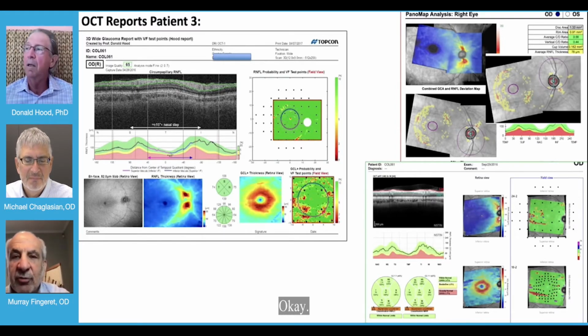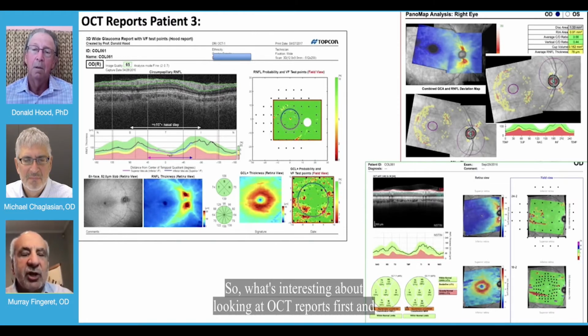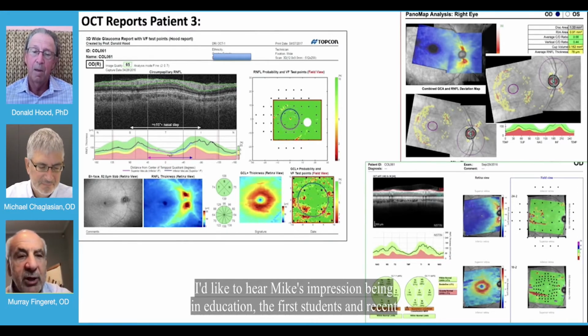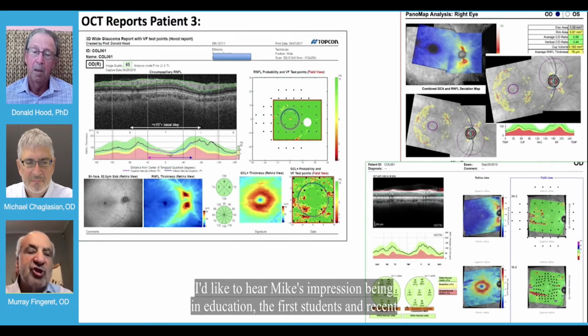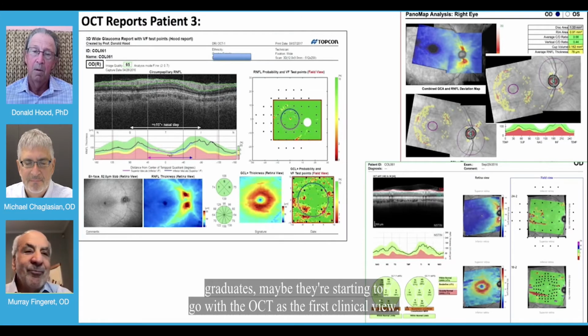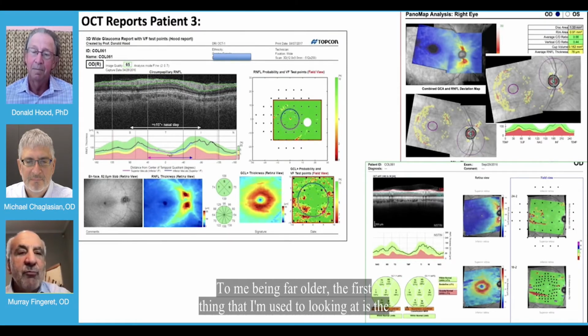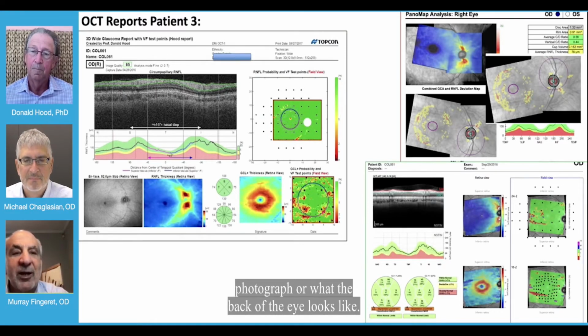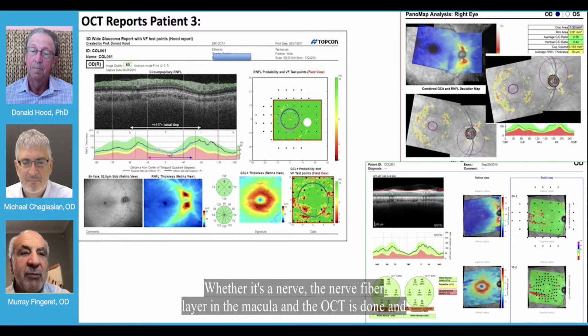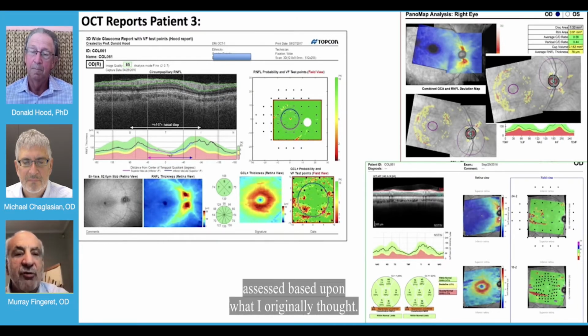Yeah. Okay. So what's interesting about looking at OCT reports first, and I'd like to hear Mike's impression, being in education, for students and recent graduates, maybe they're starting to go with the OCT as the first clinical view. To me, being far older, the first thing that I'm used to looking at is the photograph, or what the back of the eye looks like, whether it's the nerve, the nerve fiber layer, and the macula. And the OCT is done and assessed based upon what I originally thought. So it's a little different.